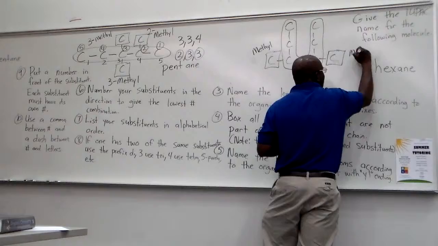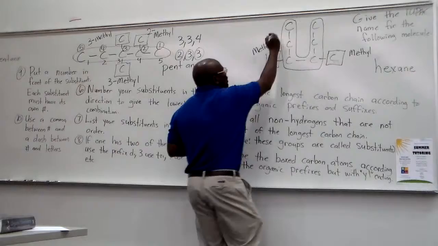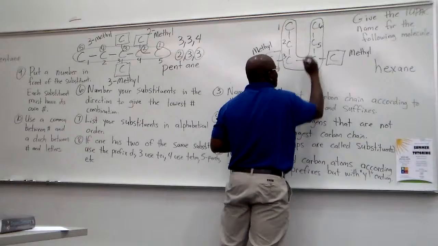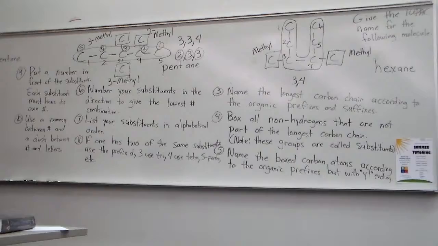Now we want to name out my longest carbon chain in a direction that gives my branches the lowest number combination. So I got my longest chain, I got two ends I can number from. Going from left to right, 1, 2, 3, 4, 5, 6. I have a branch on carbon number 3 and a branch on carbon number 4. Going from left to right. Equally, I can count from right to left. I gotta do it both ways to check to make sure we're in the lowest combination.